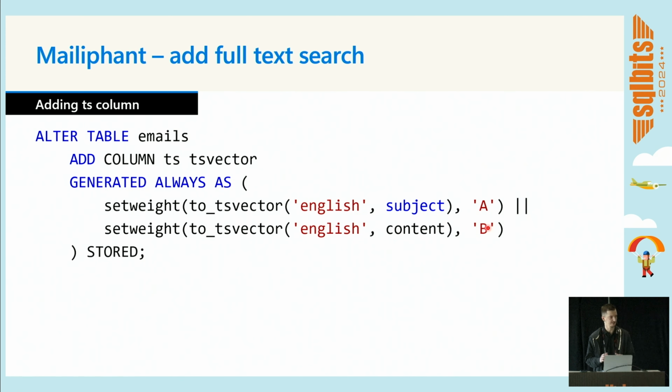So I can say that something is the most important, A, and the least important, D. That way I can decide that matches in the subject are more important than matches in the content. But maybe I would like to parse data that's referenced in the email. For example, somebody links to a web page.